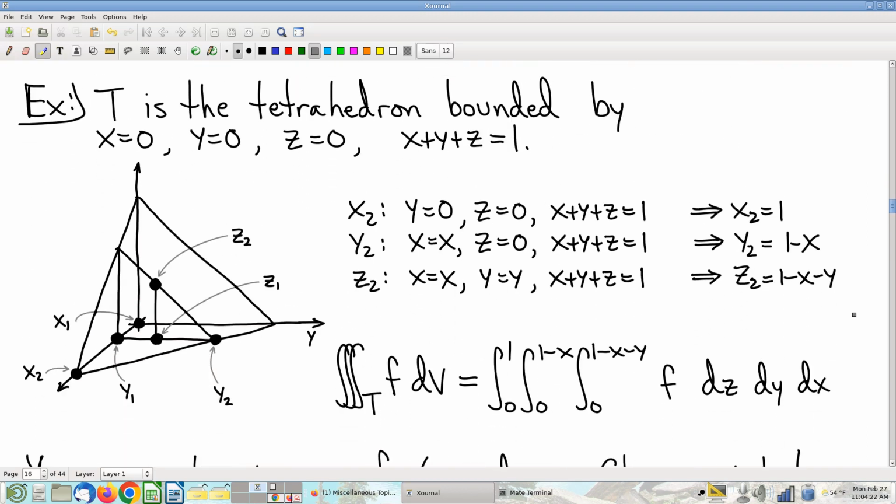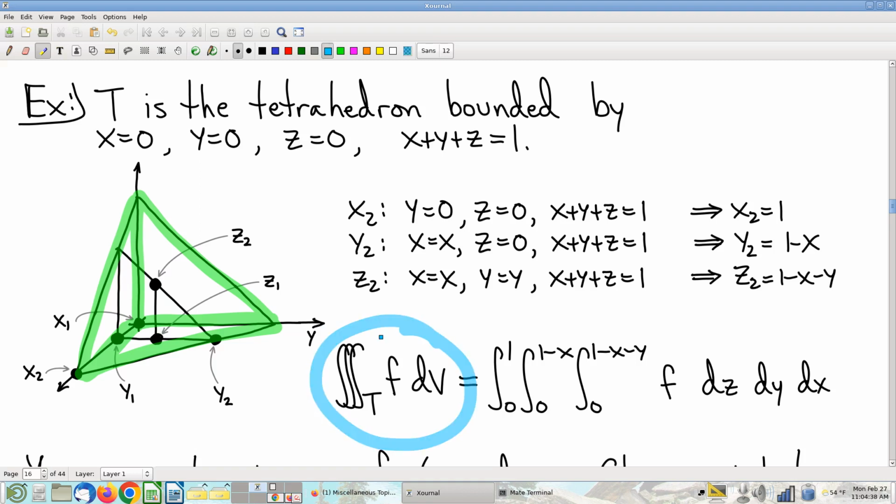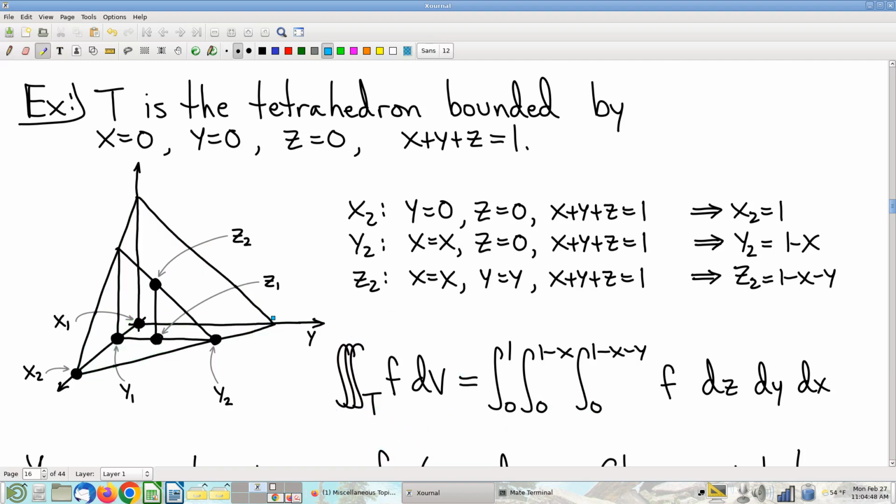Here is a tetrahedron. Let's suppose we have mass distributed across this tetrahedron. Solid tetrahedron, that is. How would I, having written a triple integral to represent the answer to my question, whatever that question is, how do I turn this triple integral into an iterated integral? And it's just a matter of identifying the relevant points.